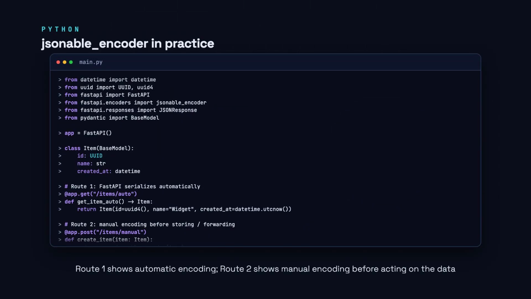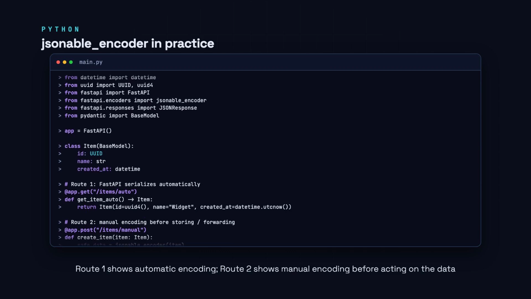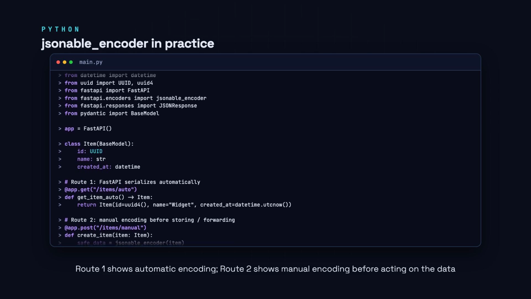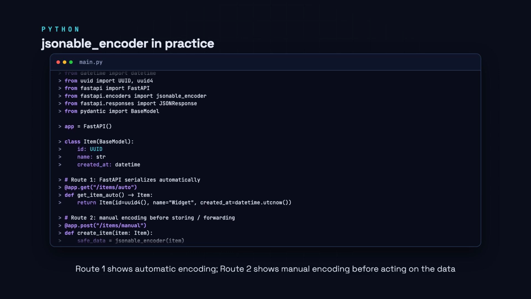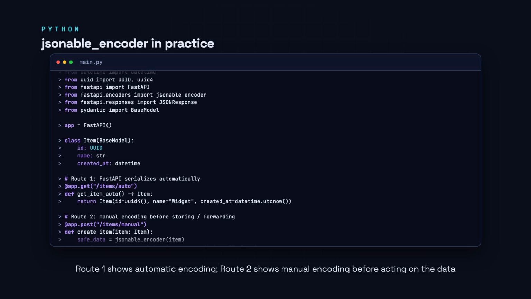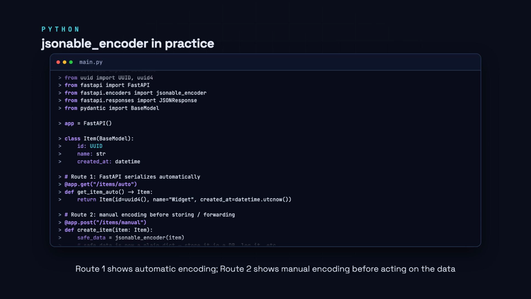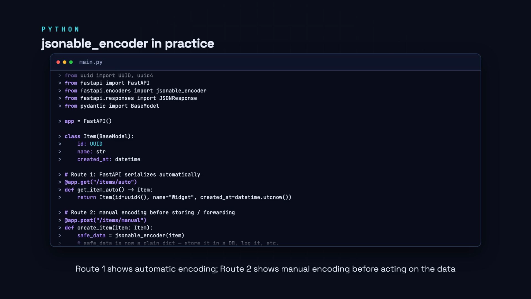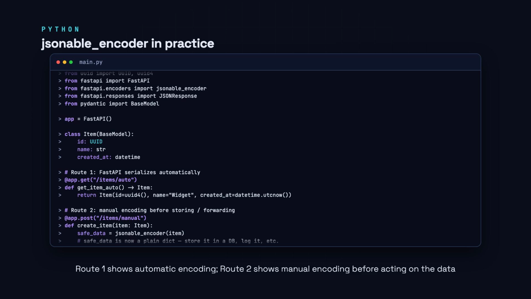We import jsonable_encoder from fastapi.encoders and define an Item model with a UUID, a string, and a datetime. In the first route, get_item_auto, we simply return an Item instance. FastAPI sees the return type annotation, calls jsonable_encoder internally, and sends a properly formatted JSON response. The UUID becomes a string, and the datetime becomes an ISO 8601 string, all without any extra code from us.